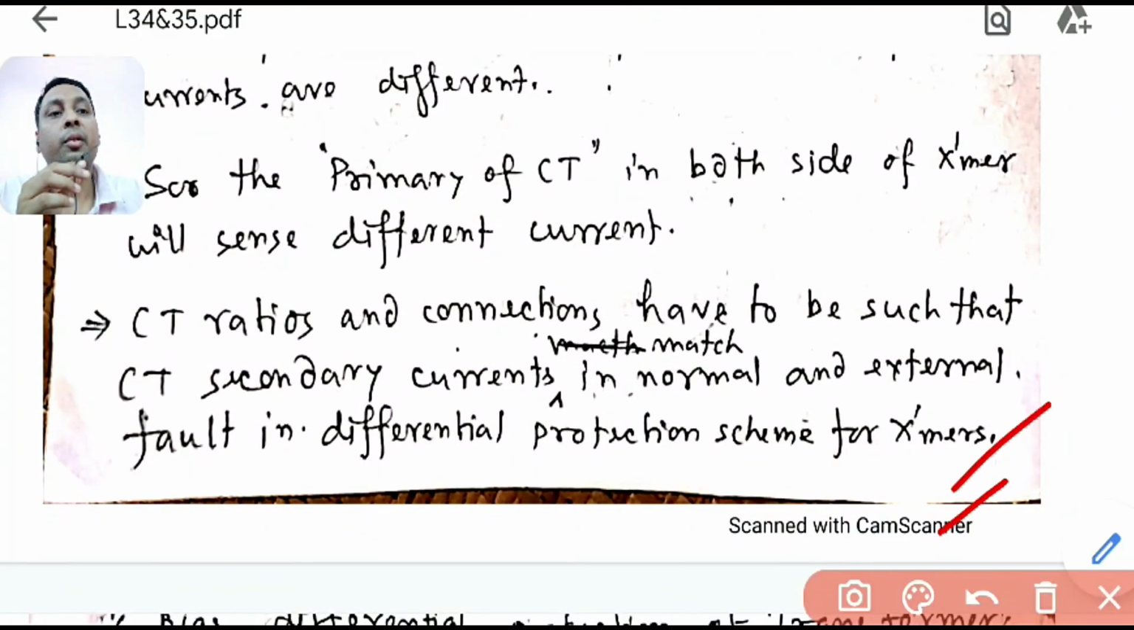Next day we will try to implement percentage bias differential protection, and how the CTs will connect.